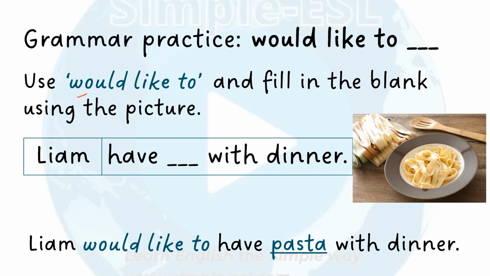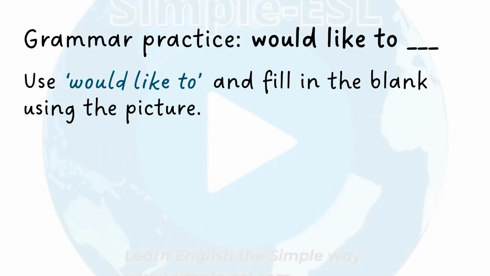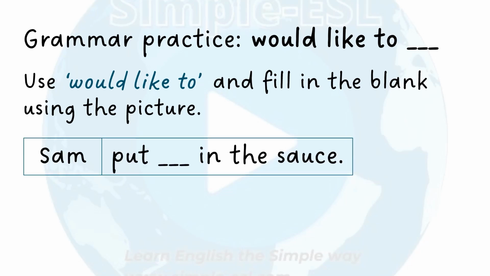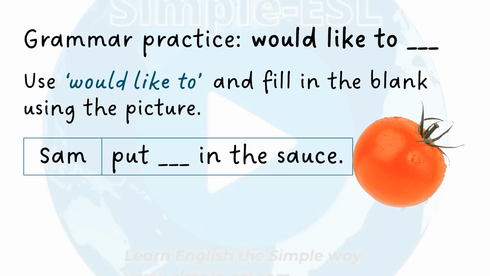If I grab my pen, we can see would like to have, and then pasta has gone into this gap here. Liam would like to have pasta with dinner. So you can see how this works. Shall we try another example? I'll give you Sam, put something in the sauce. What are we going to put in the sauce? How about this?